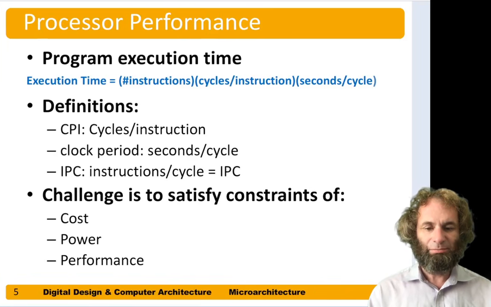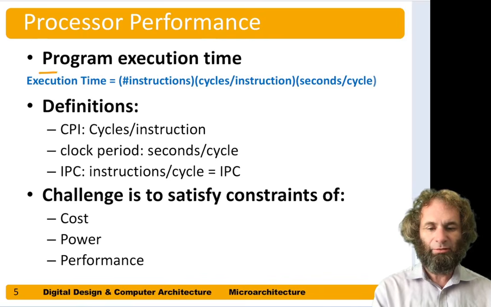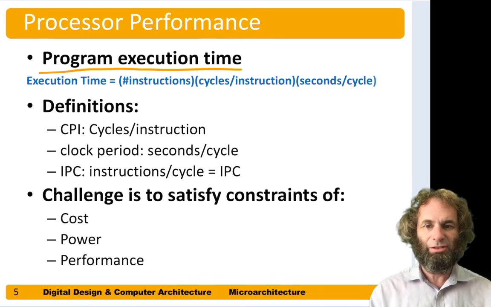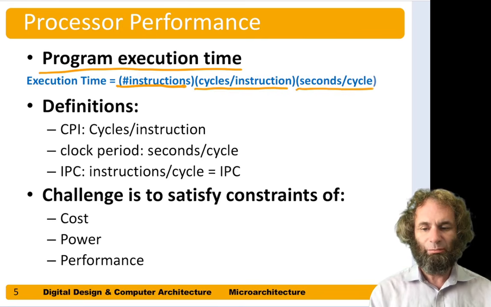So to measure speed, we look at the program execution time. The ultimate measure of how fast the processor is how long it takes to run a program of interest to us. And that execution time is the number of instructions in the program times the average number of clock cycles needed for each instruction times the number of seconds in a clock cycle.